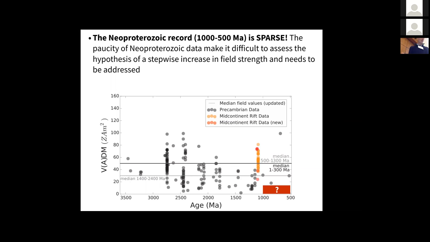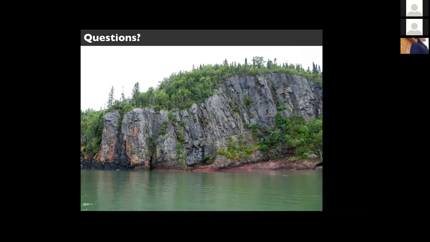There's other behavior during that time, which is an area of active research, as it relates to potentially odd behavior of the field within the later part of this block, at the Ediacaran. But that is a portion of the database, as well as the database as a whole, that's in need of attention. So with that, I'd be happy to take questions on any portion of the talk. Thanks.